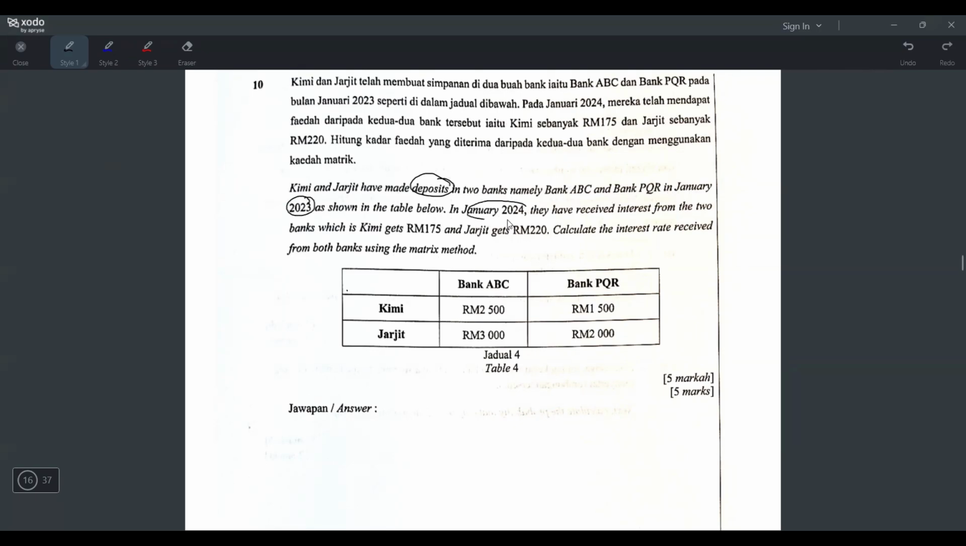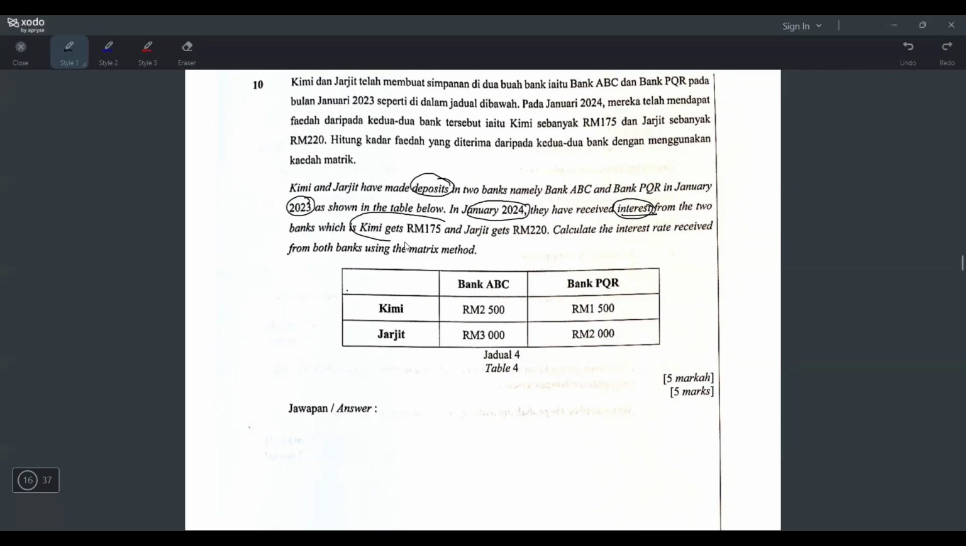In January 2024, it means 1 year has passed, because they put the money in January 2023, but now it's January 2024. They have received interest. Interest means faedah. What is faedah? If you put money in your bank, after some time, you will get a bonus, like an extra amount. The extra amount is called interest, right? So they have received interest from the two banks.